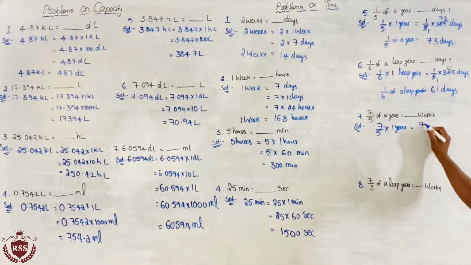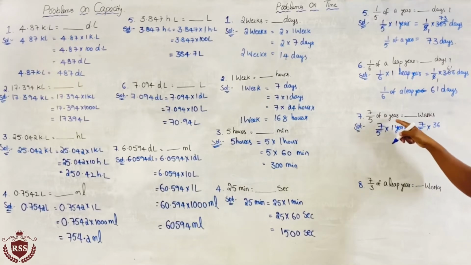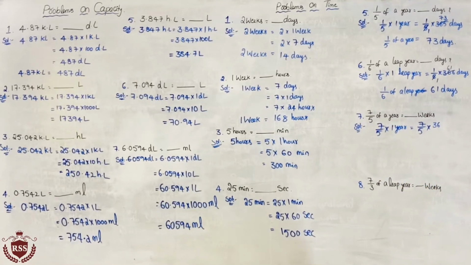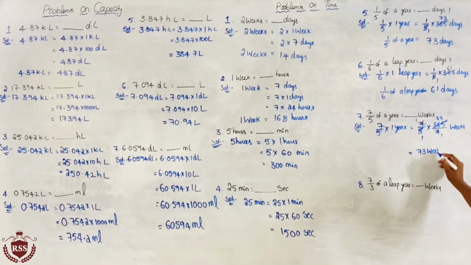So 7 by 5 into 365. Here it is a normal year; they did not mention a leap year, right? So that's why we need to consider it as an ordinary year. So 365 by 7 weeks. 7 1s are 7, we have to cancel this. 5 1s are 5, 5 7s are 35, 5 3s are 15. Okay, 73 weeks.